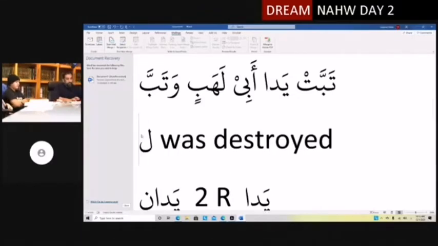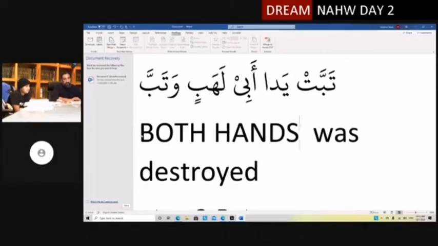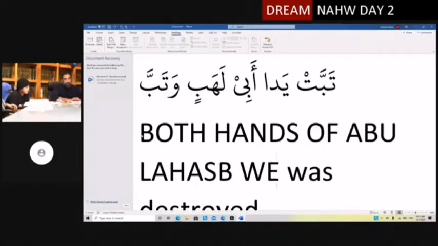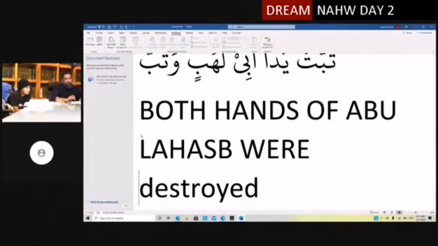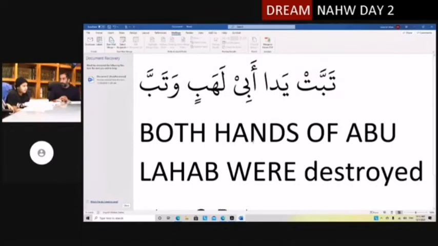So it wasn't she was destroyed. It's he was destroyed. Both hands of Abu Lahab were destroyed. Okay? So that's why abi was used in that ayah. Both hands of Abu Lahab were destroyed. Watabba, and so was he. This is the huwa nasara version. And he was destroyed too.